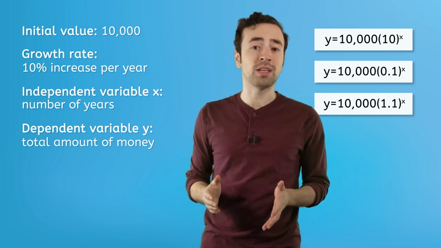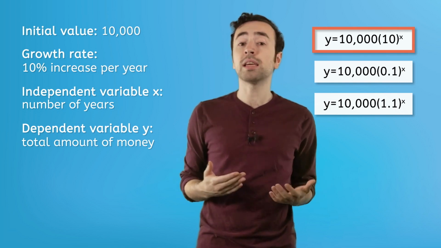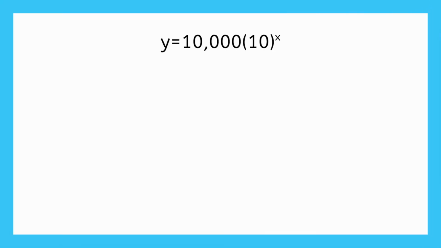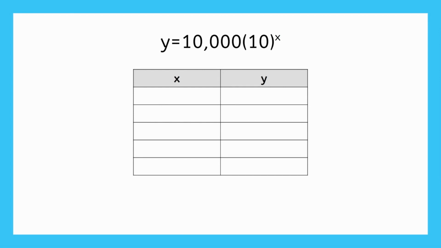Let's check each one of these out, starting with this one. y equals 10,000 times 10 to the power of x. I can create a table of x and y values to help us analyze what this equation means. I'll start my table with my initial investment. Right when I first make the investment, we say that x is 0 because 0 years have passed since making the investment. At 0 years, I have $10,000.